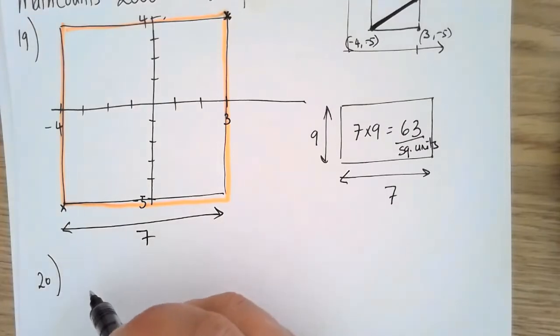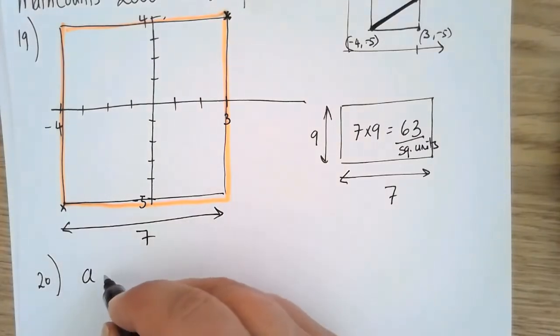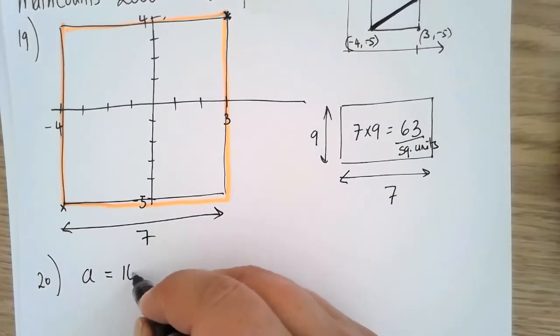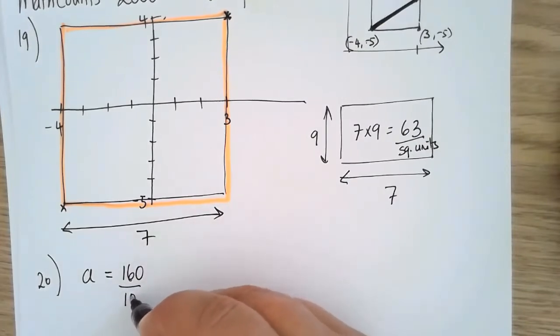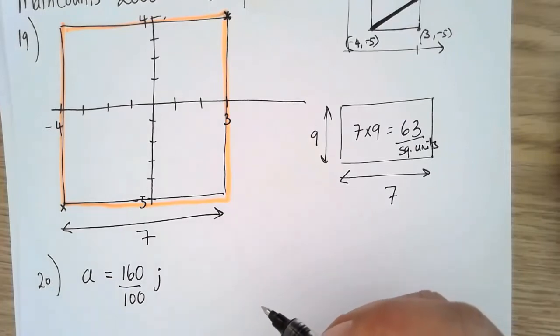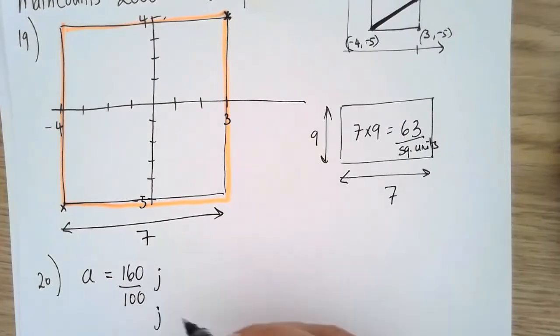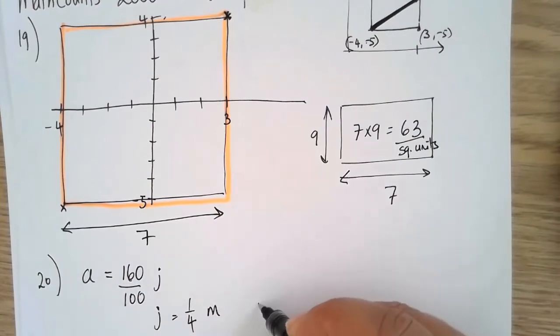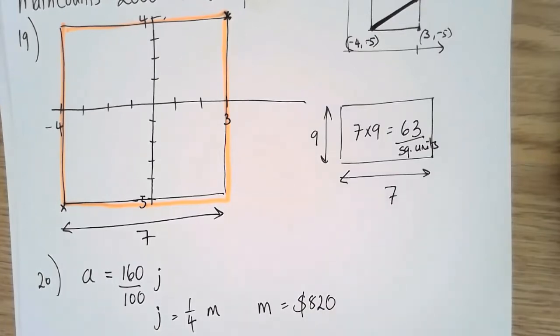So we've got Anne, and she has 160% of Jeff's money. We have Jeff, and he has a quarter of Marcia's money. And we know Marcia has $820. So I can just work it backwards. I'm going to put $820 in here.